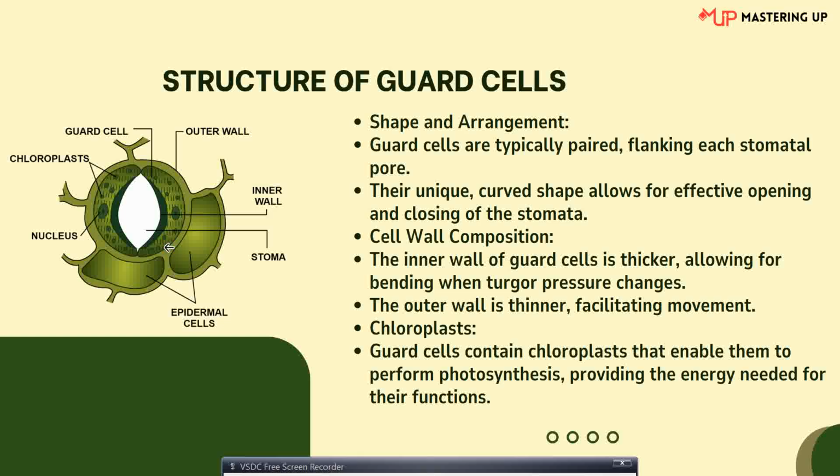Now the chloroplast: guard cells contain chloroplasts that enable them to perform photosynthesis. So these guard cells also have chloroplasts for photosynthesis, providing the energy needed for their function. The energy produced from photosynthesis helps in the function of the guard cells and the stomata.